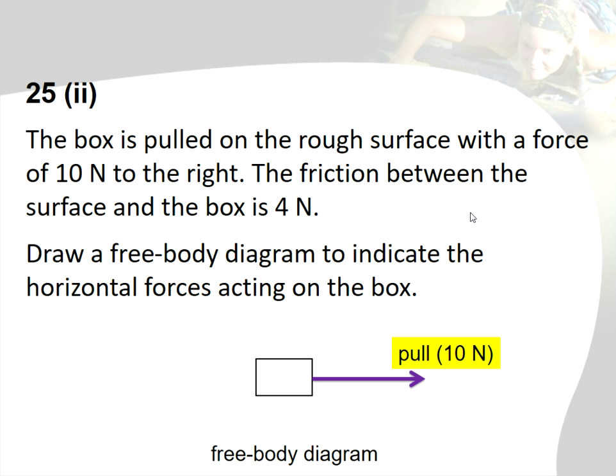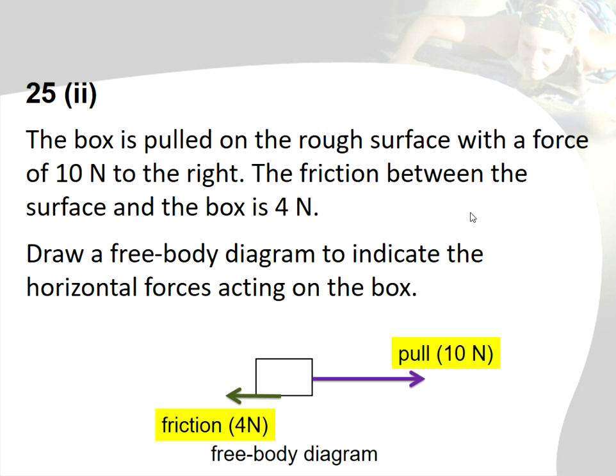But at the same time, there is friction, 4 newtons. I never tell you the direction, no? So which direction is it? Opposite, which is the left. So friction, like this. These are the horizontal forces acting on the box.